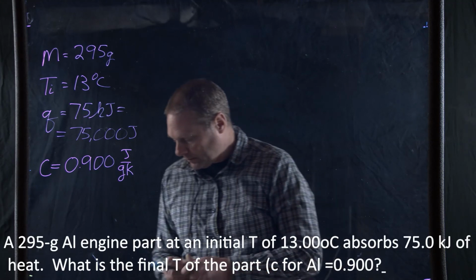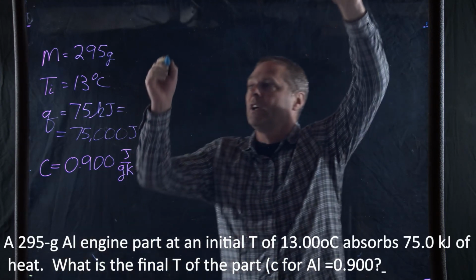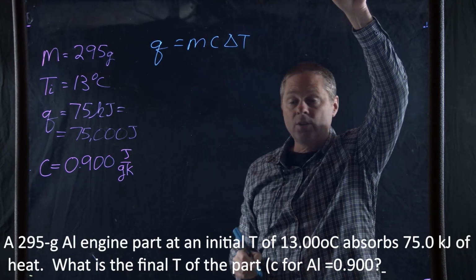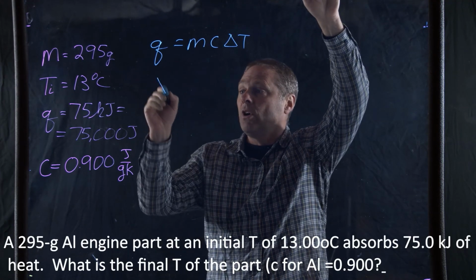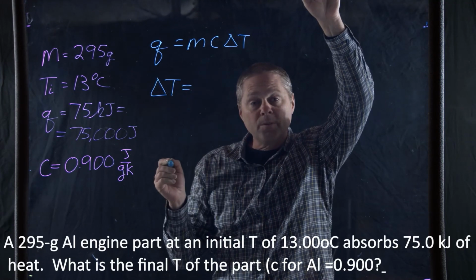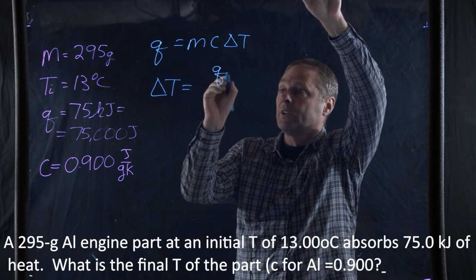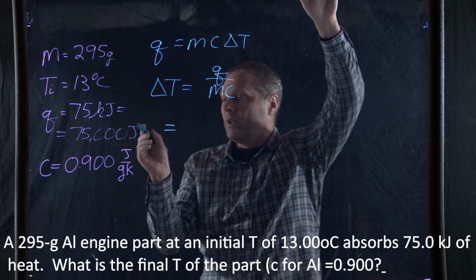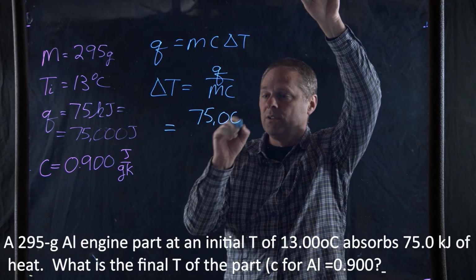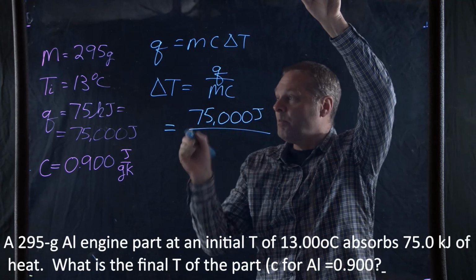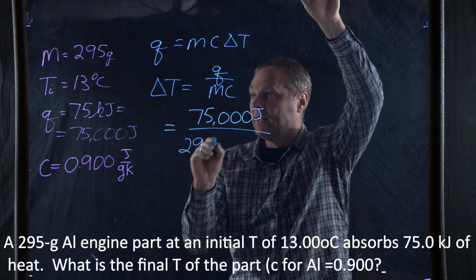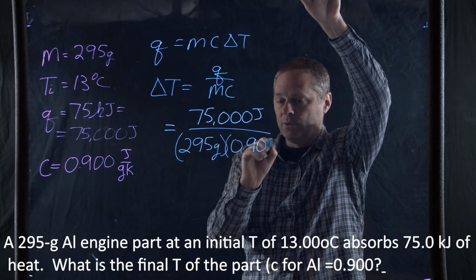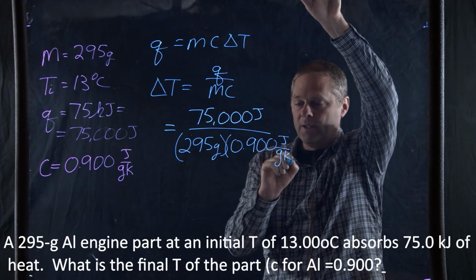Now, the equation we're going to want to use for this is Q equals mc delta T. Now, we're going to solve for our change in temperature because we're looking for a final temperature. So delta T is going to be equal to Q upon mc. Our Q is going to be 75,000 joules. Our mass is 295 grams. Our specific heat is 0.900 joule per gram Kelvin.